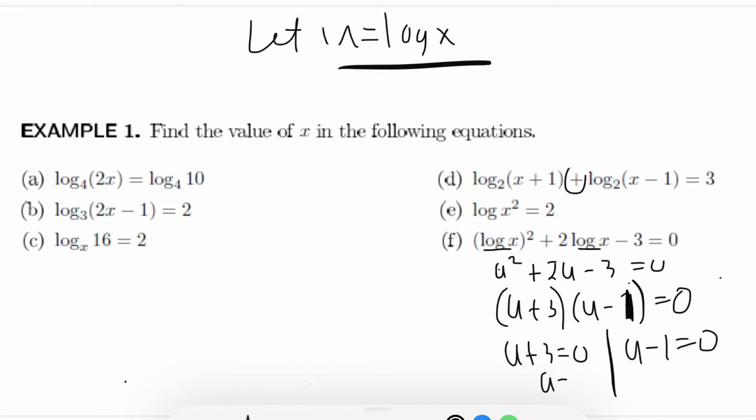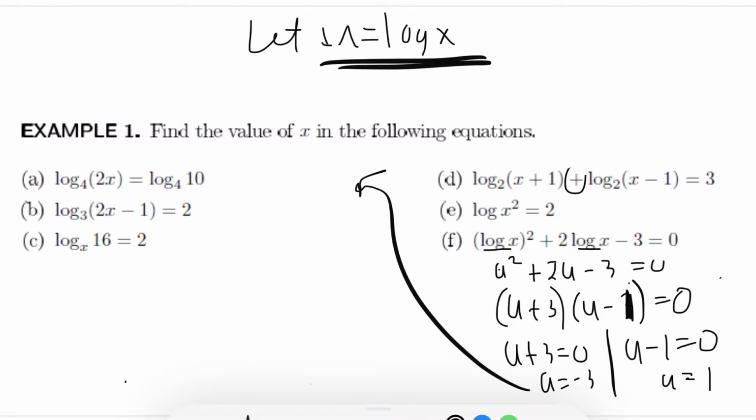We have u equals negative 3, we have u equals 1. So the next step is this, go back to this one. u is log of x, p is equal to negative 3. So writing that one into exponential form, we have a 10 here, invisible, so we have 10 raised to negative 3 equals x. That is the first one.